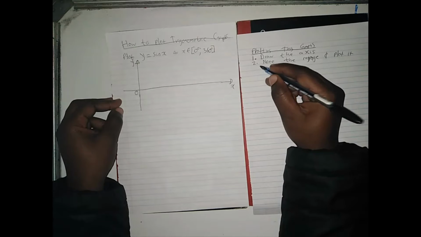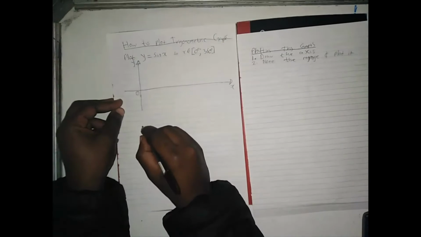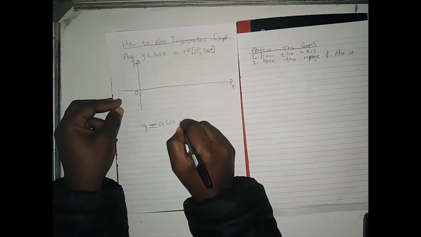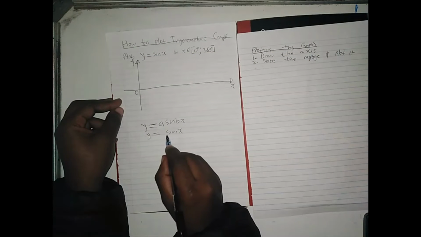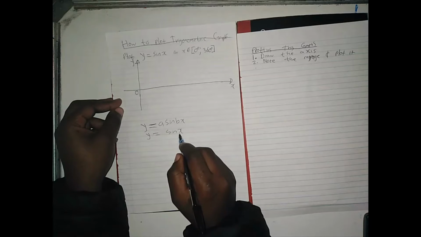So you've got the amplitude, which is 1. Because remember, the general formula for sine will be y is equal to a sine bx, right? And then in this case you've got y is equal to sine x. So that means that our amplitude here is an invisible 1, and our b is also an invisible 1. So our amplitude will tell us about the range.